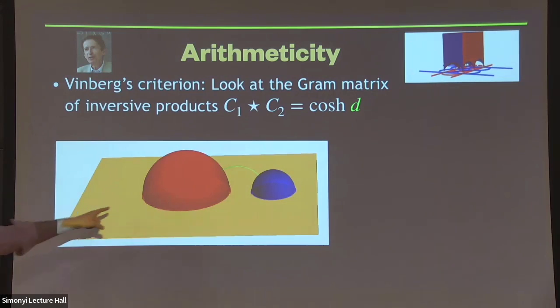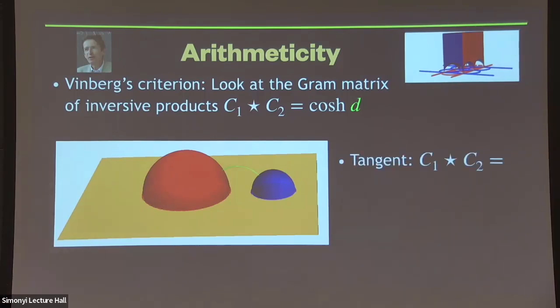If I have two circles, C1 and C2, which are really geodesic hemispheres in hyperbolic space, then their inversive product is, well, there's some orthonormal vector connecting the two, and there's some hyperbolic distance d along that orthonormal vector, and the hyperbolic cosine of that distance is what I'll define to be the inversive product. So let's see why this is a useful definition. So far so good, that makes sense what this is.